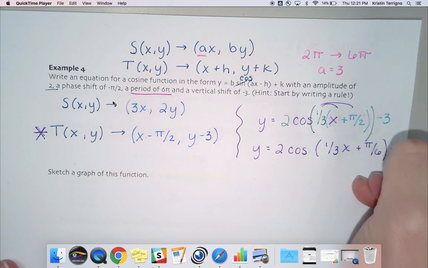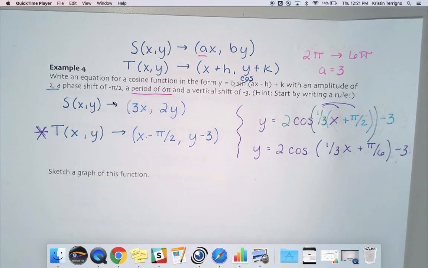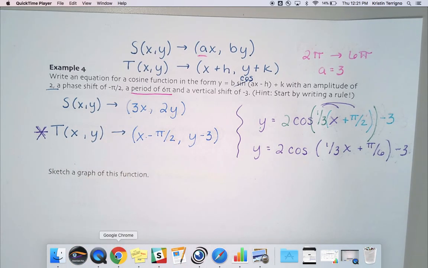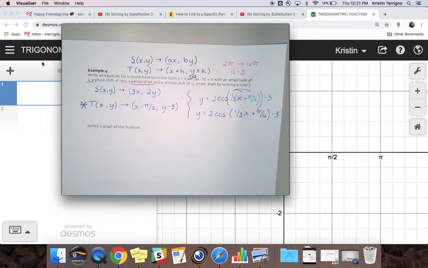And then minus 3. And I just quickly want to look at the graph of that thing and make sure that all of these things that we thought were going to happen over here actually did happen. And then we can work on drawing the graph. So I'm going to head over to my buddy Desmos.